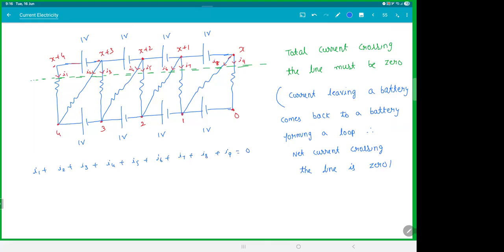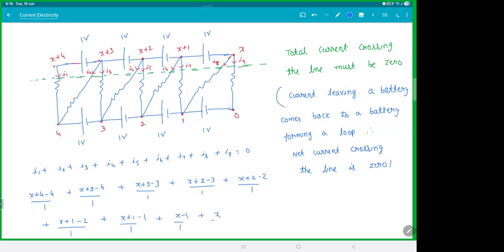What is I1? X plus 4 minus 4 by 1. What is I2? X plus 3 minus 4 by 1. I3, X plus 3 minus 3 by 1. Yeah, you saw how it is forming. X plus 2 minus 3 by 1. X plus 2 minus 2 by 1. X plus 1 minus 2 by 1. X plus 1 minus 1 by 1. X minus 1 by 1. X by 1. Do you have 9 terms? 1, 2, 3, 4, 5, 6, 7, 8, 9.